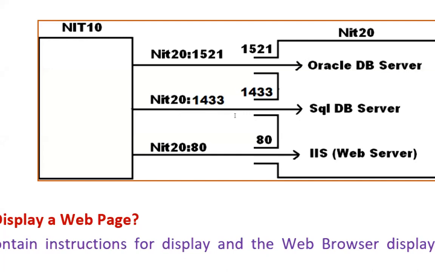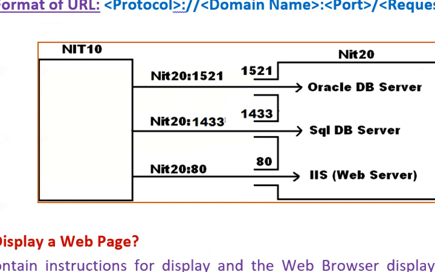I am going to Amirpet S4 branch, counter number 1: deposits. I am going to Amirpet S4 branch, counter number 2: withdrawals. I am going to Amirpet S4 branch, counter number 3: loans. Are you clear? So this is what ports are.